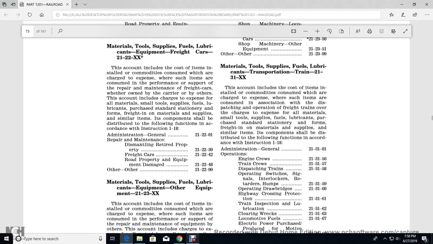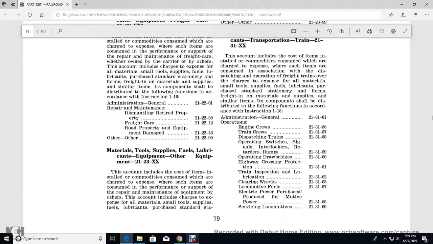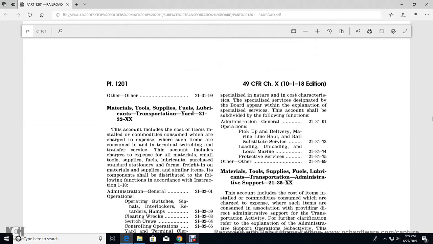Administrative general operation engine, train crew, the dispatching crew, operating switches, signal, interlocker, retarder, humpers, operating drawbridge, highway crossing, protection operation of the train, inspection, lubricating, clear, wrecking, locomotive fuels, electric power, producing the motive power, servicing locomotives, other materials, tools, supply of fuel, lubricants, transportation yard, 2132XX.